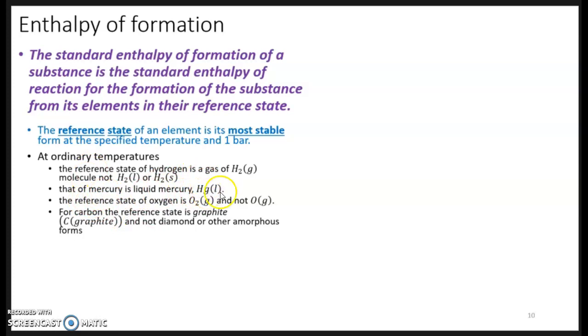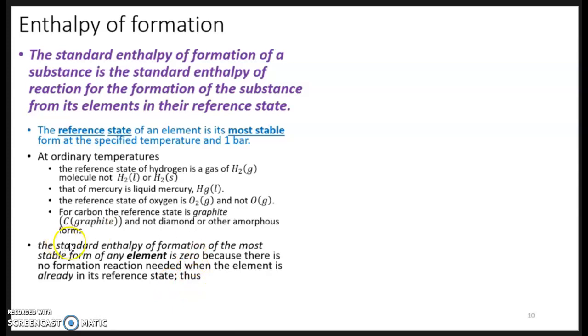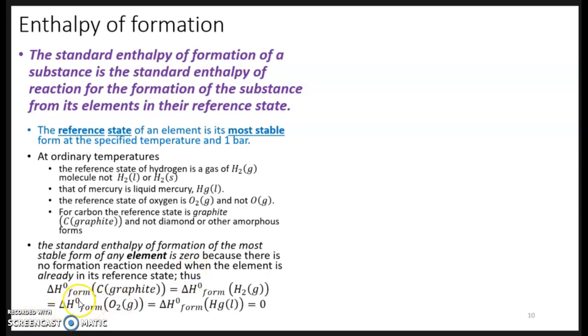For mercury, we have liquid mercury. The reference state for oxygen is O2 gas. So we're looking at the reference state of an element. We refer to the reference state of an element, not the reference state of the molecule. The reason is that the standard enthalpy of formation of the most stable form of any element is 0, because that is the most stable form and there's no need to look for formation of it. So we write it as the delta H of formation for C graphite is 0, because that is its reference state.